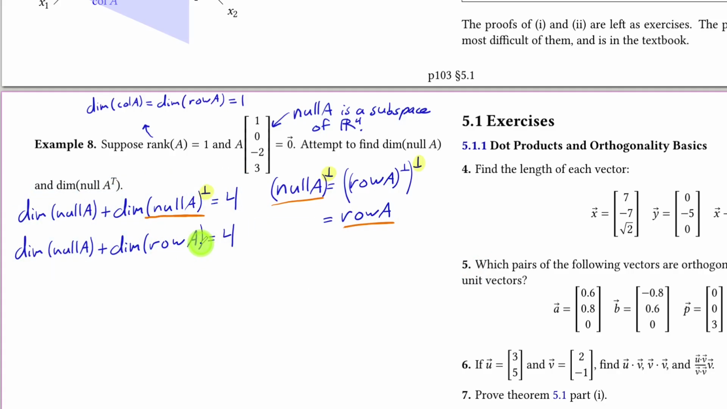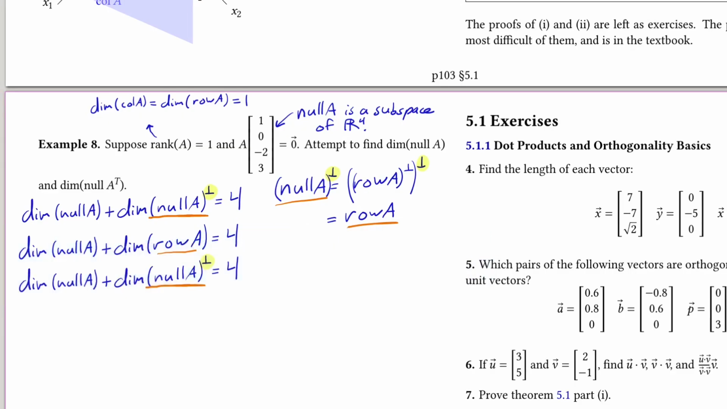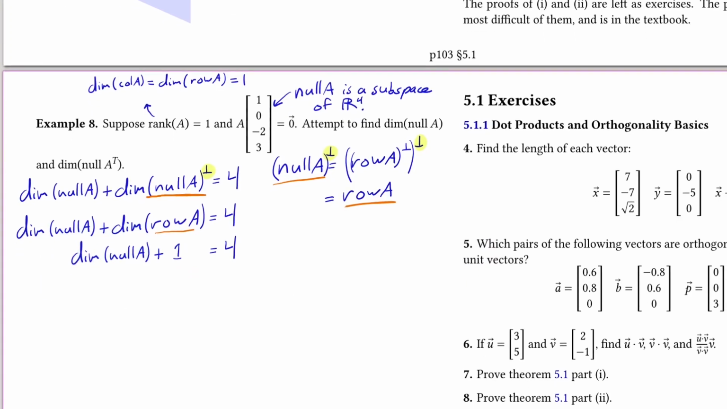And do we know what the dimension of the row space of A is? Oh yeah, it's 1. So in other words, the dimension of the null space plus 1 is equal to 4. So the dimension of the null space of A is just equal to 3. Okay, so that's half the problem. Now what about the dimension of the null space of A transpose?